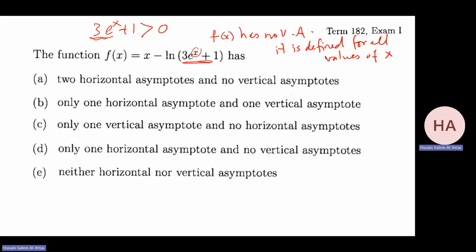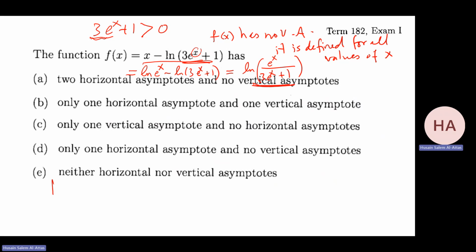Now I need to deal with the horizontal asymptotes. To do the horizontal asymptotes, I need to do what? Limit as x goes to infinity, and limit as x goes to minus infinity. First, I will do a trick here to rewrite this function. What is x? It is ln e to the power x, minus ln of 3e^x plus 1. So that will be ln of e^x over 3e^x plus 1. We know that ln of x over y is ln x minus ln y. So I use this property backward. So this is my function now.